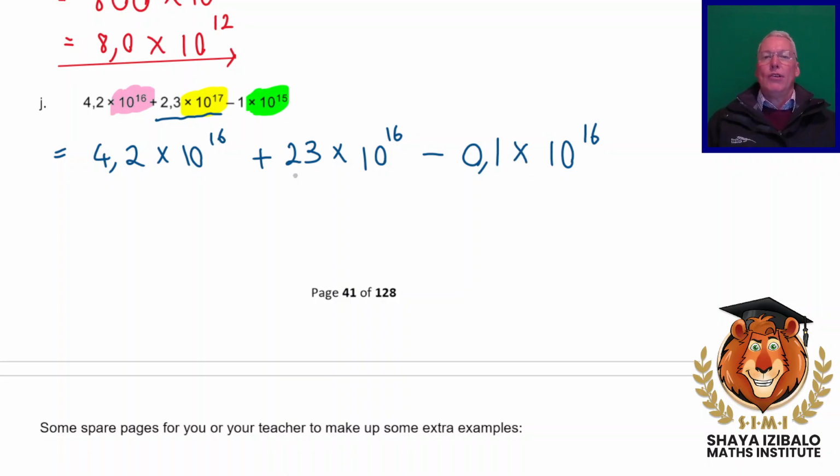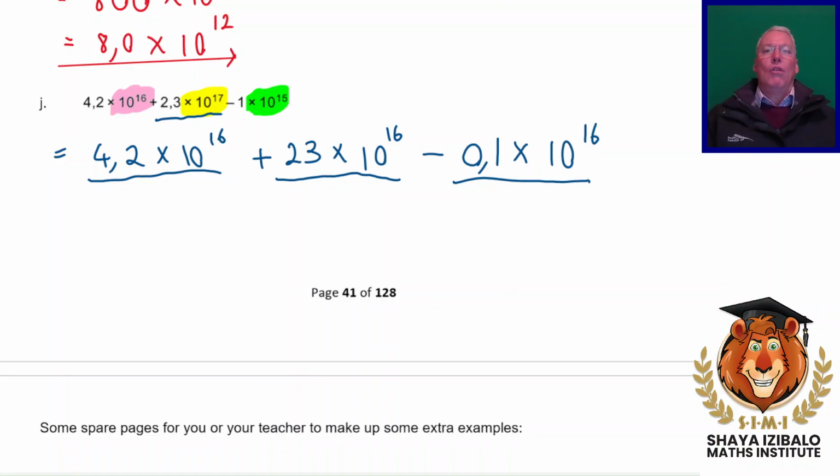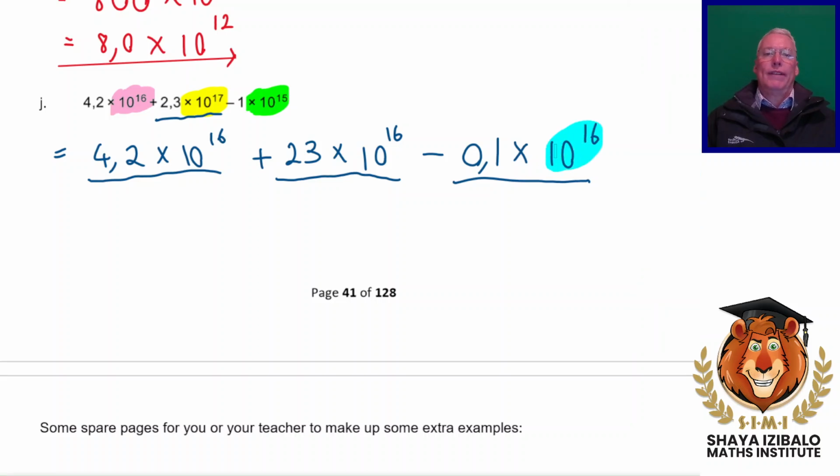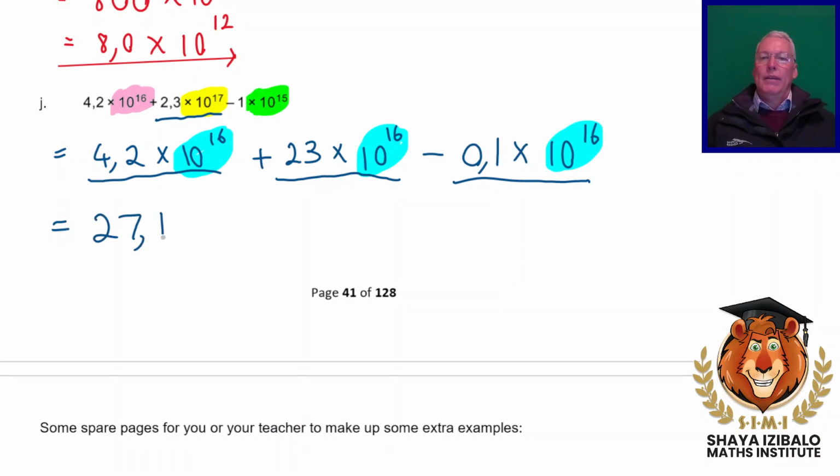Now we've got 3 terms. I'm going to underline them. 1, 2, 3 things that we're adding and subtracting, but the good news is that they are all the same type of thing. They are all 10 to the 16s. All right, so now we just add and subtract how many of these things we've got. We've got 23 and 4,2. That's 27 comma 2. And then we minus comma 1. So we get 27 comma 1 times 10 to the 16.